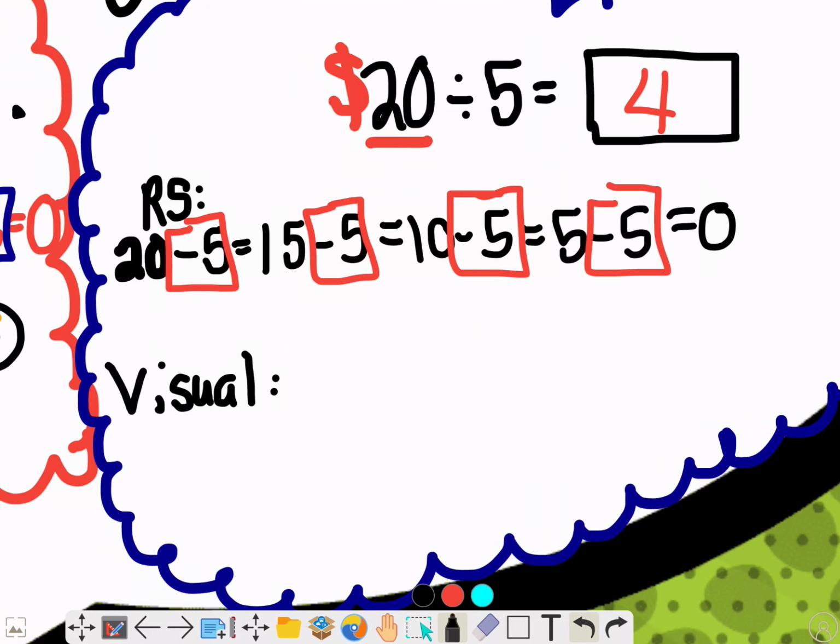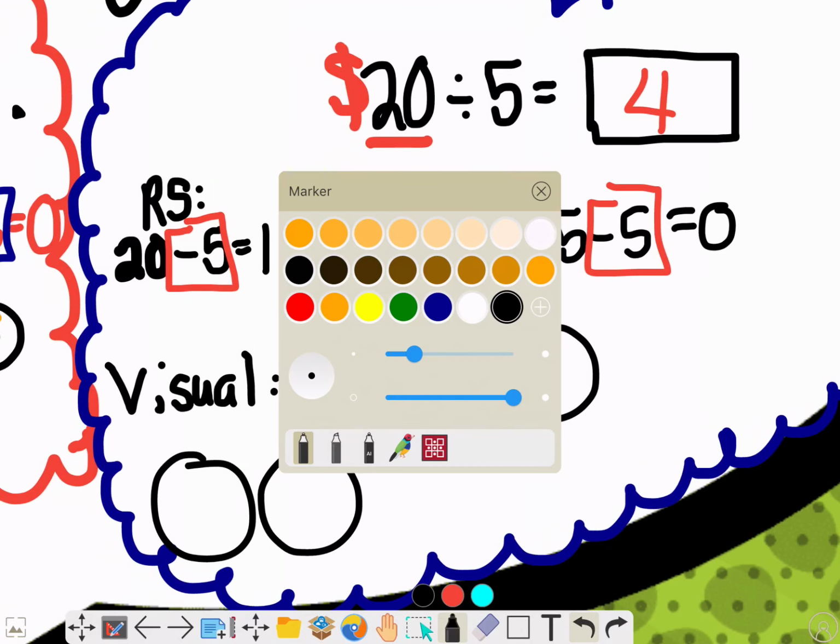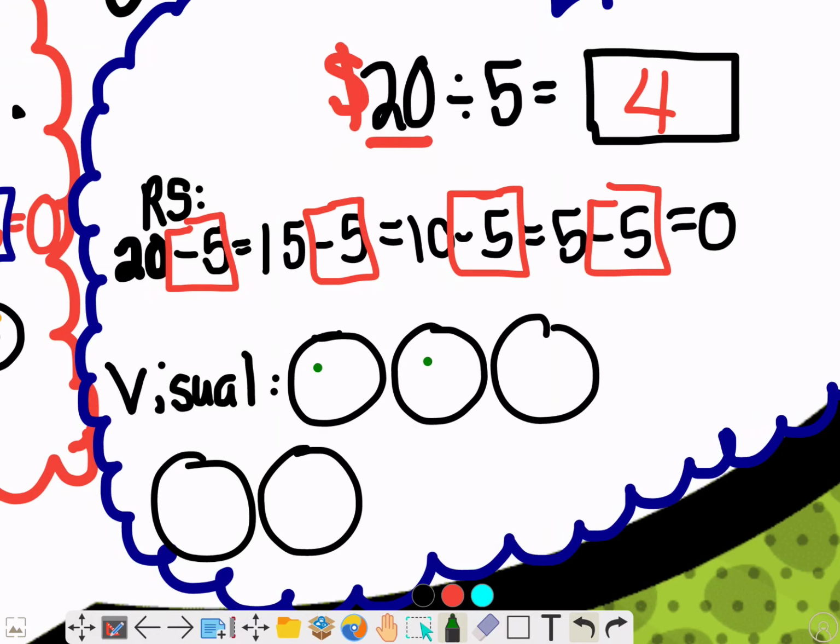Or you could have created a visual where you have 5 circles. 1, 2, 3, 4, 5, because it's 5 people finding money. You have $20 to give away. Change it to a green color because it's dollars. 1, 2, 3, 4, 5, 6, 7, 8, 9, 10, 11, 12, 13, 14, 15, 16, 17, 18, 19, and 20.